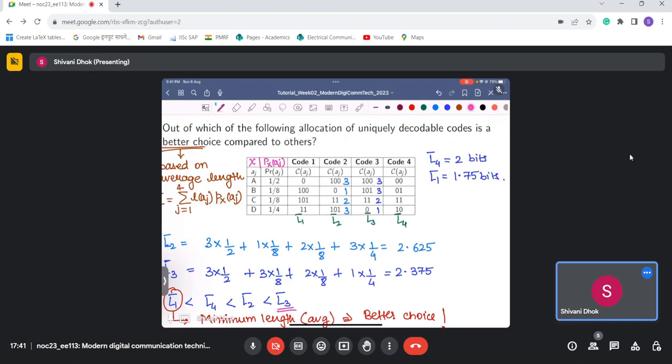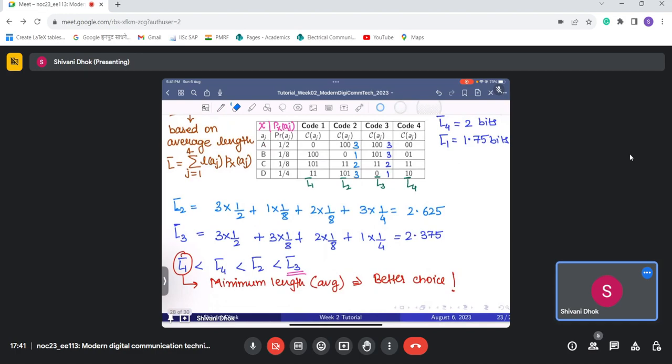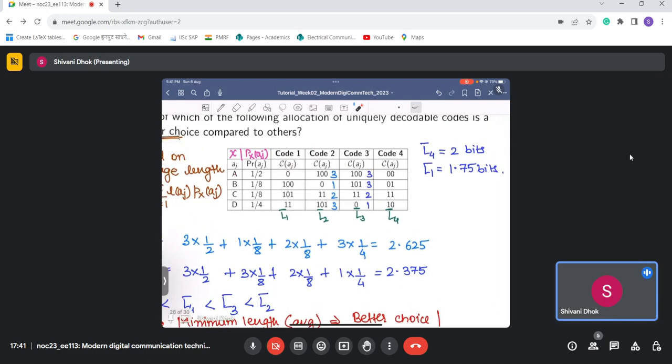Yes, ma'am? Here L3 is worst or L2 is worst? Because L2 is 2.6. L2 is worse. L3 and L2, yeah, so here L2 is the worst case. This one is worst, and this code 1 is best that we have seen. Let us see why this is happening.